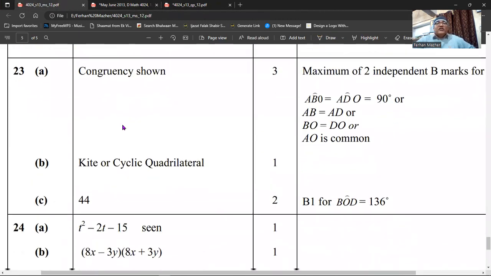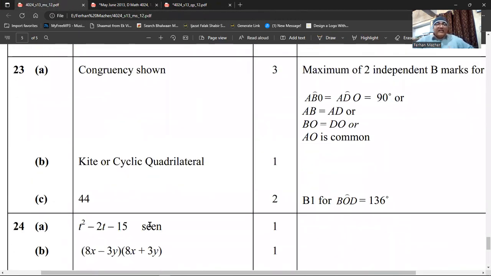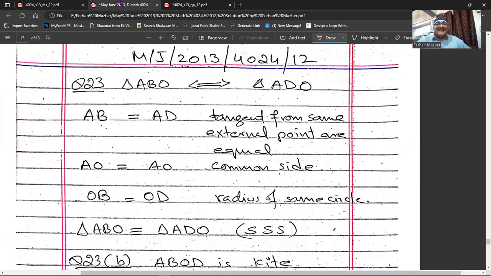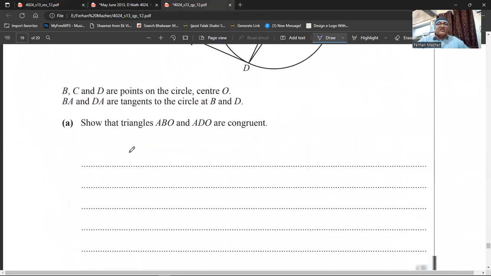This is question number 23, and this is the A part. Let me show you. Now, I hope you can see this is the marking scheme. Our answers are right. Okay, we are going to the next part.